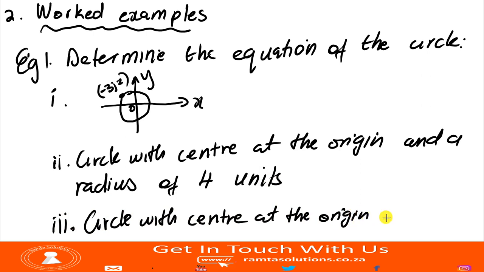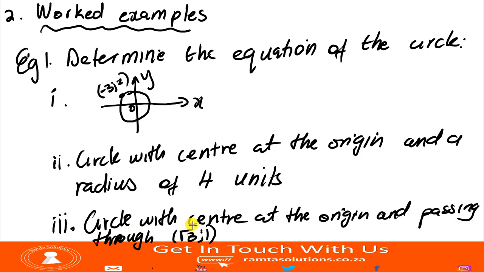Okay, circle with center at the origin and passing through point (√3, 1). Okay, so these are our examples.